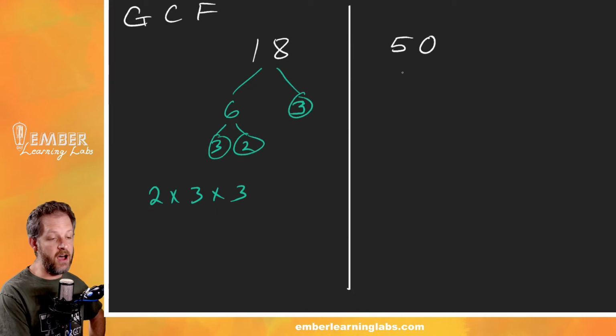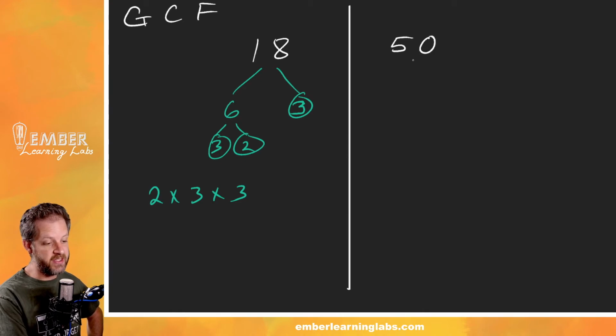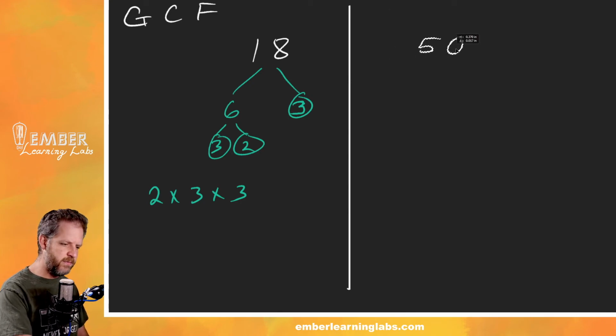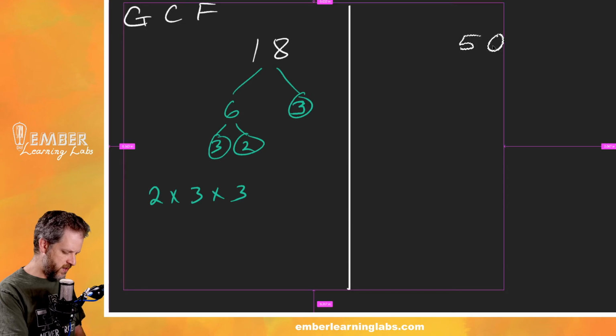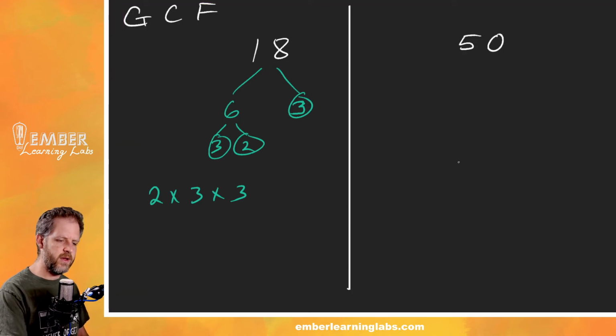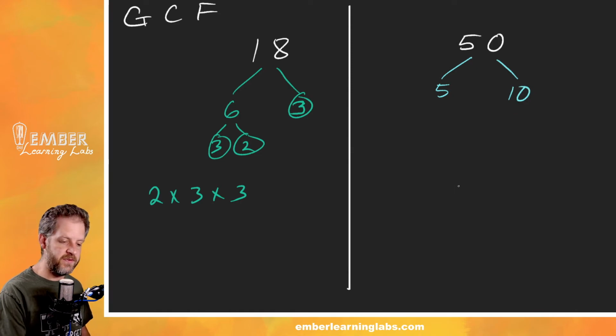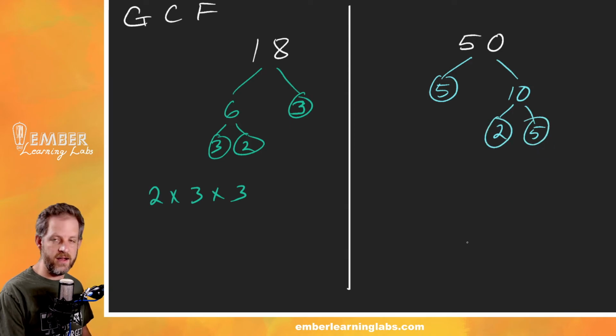Let's do 50. Now, 50 is kind of an easy place to start because it ends in a 0. I'm going to move mine over. I don't think I left enough space to factor tree this thing. There we go. Let's split this into 5 and 10, because 5 times 10 is 50. What about 10? That one's pretty easy too. Let's do 2 times 5. So this is completely factored. 5, 2, 5. Right? So 2 times 5 times 5.